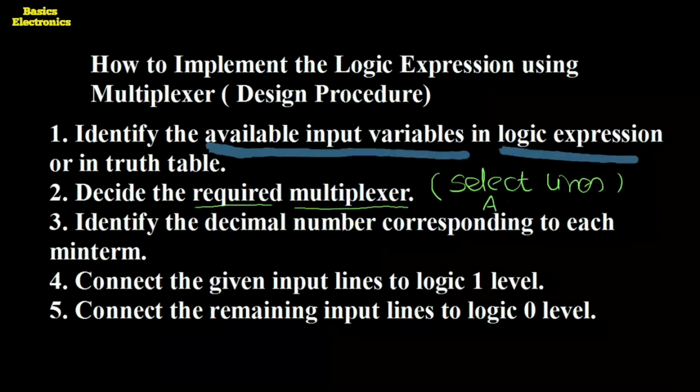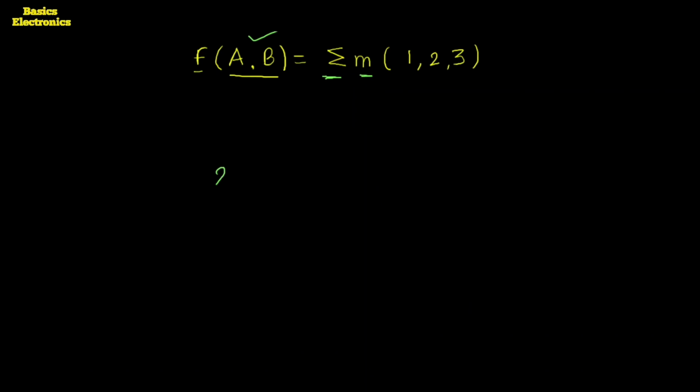So if the input variables are 2, A and B, it means the select lines are two, and from the select lines we can recognize what type of multiplexer we require. It is given by the formula 2 to the power m equals n, where n is the number of input data lines in the multiplexer and m is the number of select lines. The select lines are the input variables.